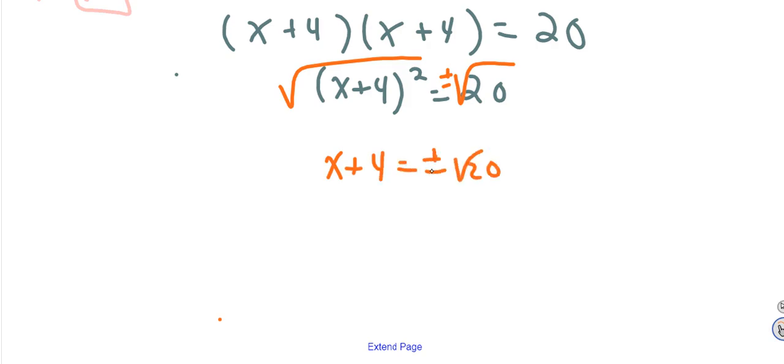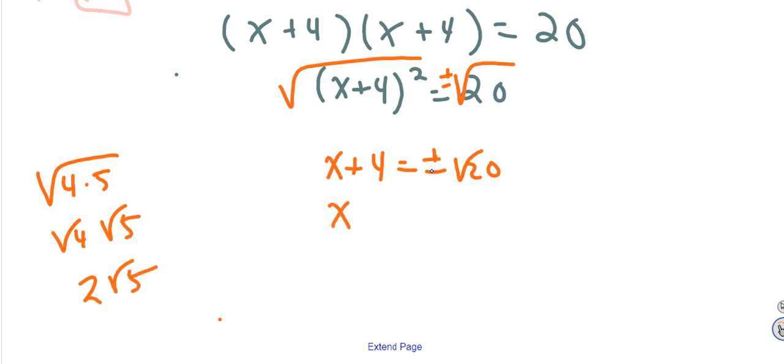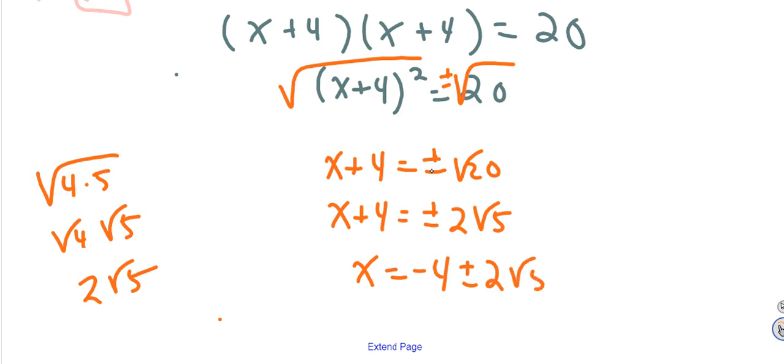All right, so we'll have x plus 4 equals plus or minus root 20. If you remember how to simplify, you can do it by hand. Root 20 is the same thing as root of 4 times 5, which is the square root of 4 times the square root of 5, which is 2 root 5. If you don't remember that, just use your calculator because we will be going over that next unit. So we'll have plus or minus 2 root 5. We're going to subtract that 4. And then once again, split it up if you have to for Delta Math.